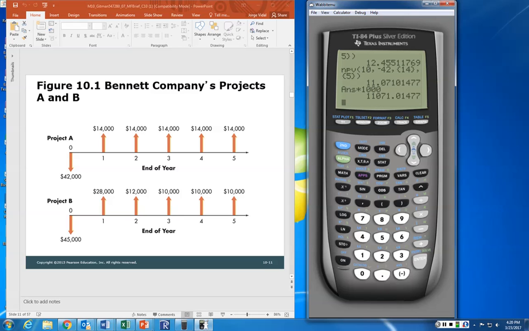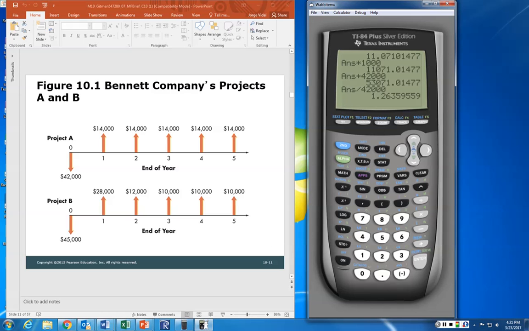To do the PI index, you have to do NPV plus the initial investment, enter, and then divide over the initial investment, enter, and the PI is 1.26.